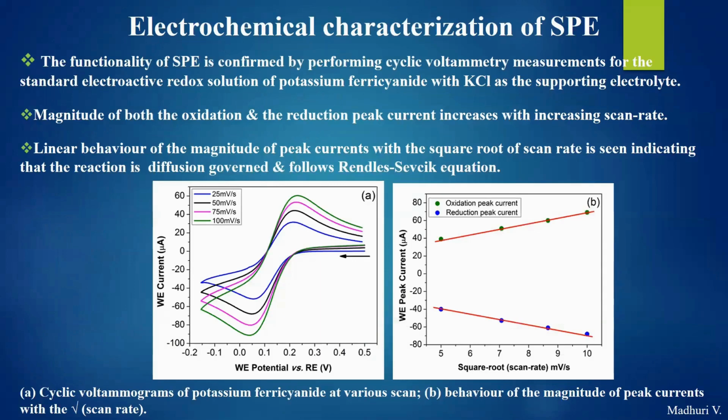First step is doing the electrochemical characterization of the screen printed electrode and then confirming the functionality of the electrode. The functionality of the screen printed electrode was confirmed by performing cyclic voltammetry measurements using a standard redox solution of potassium ferricyanide with KCl as a supporting electrolyte. Both the oxidation as well as the reduction peak current increased with an increasing scan rate, and the linear behavior of the magnitude of peak currents with the square root of scan rate is seen, indicating the reaction is diffusion governed.